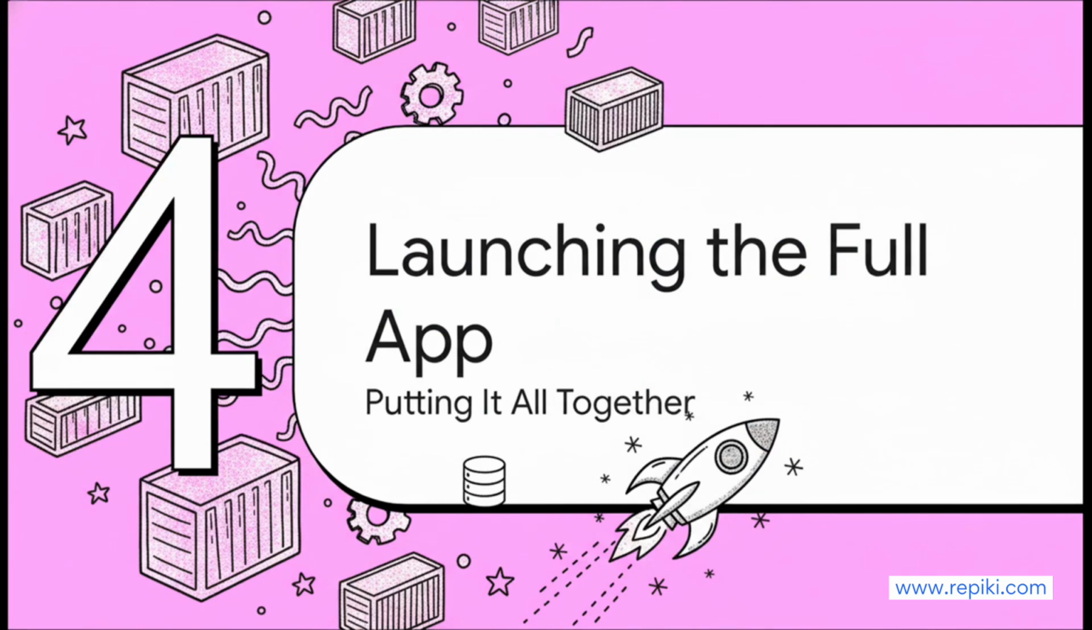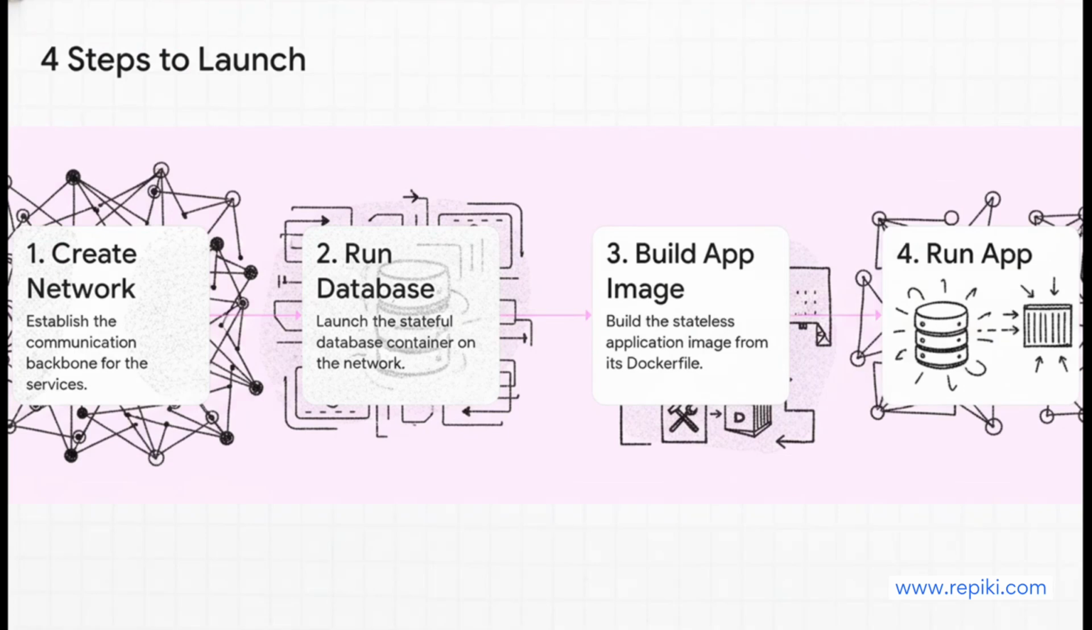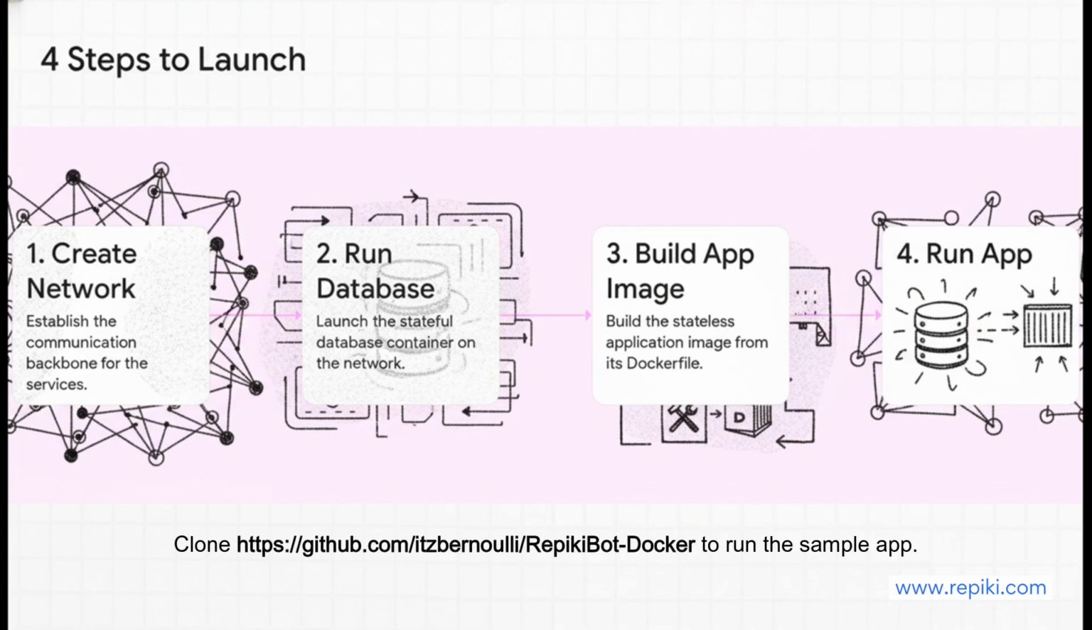All right, this is the moment we've been building towards. We've defined our app, we've defined our database, and we've defined the network that connects them. It is time to put all of these pieces together and launch our complete application. The sequence here is both logical and really important. First, we create the network. That's the communication backbone. Then, we start the database, which our app depends on. Next, we build our app's image from that Dockerfile we made. And finally, we run the app container, connecting it to both the network and the database.